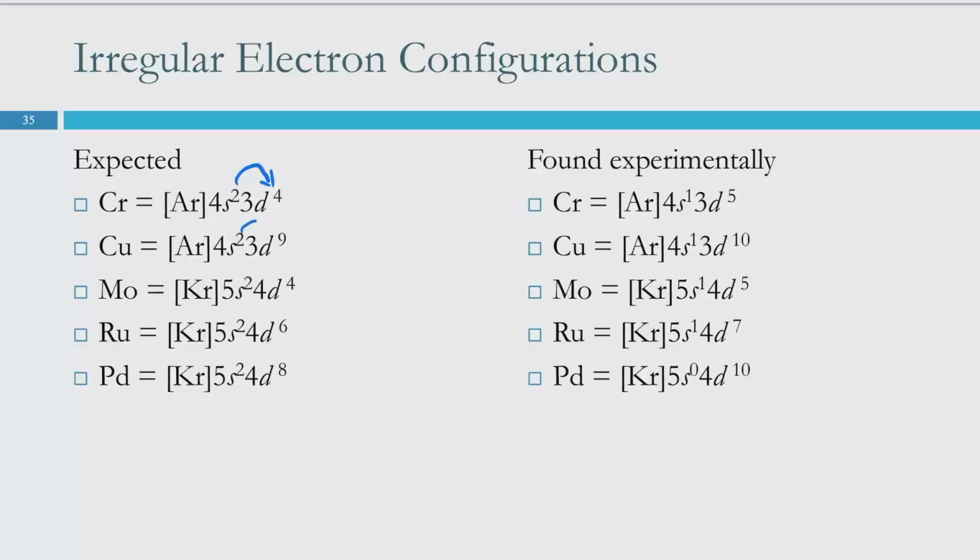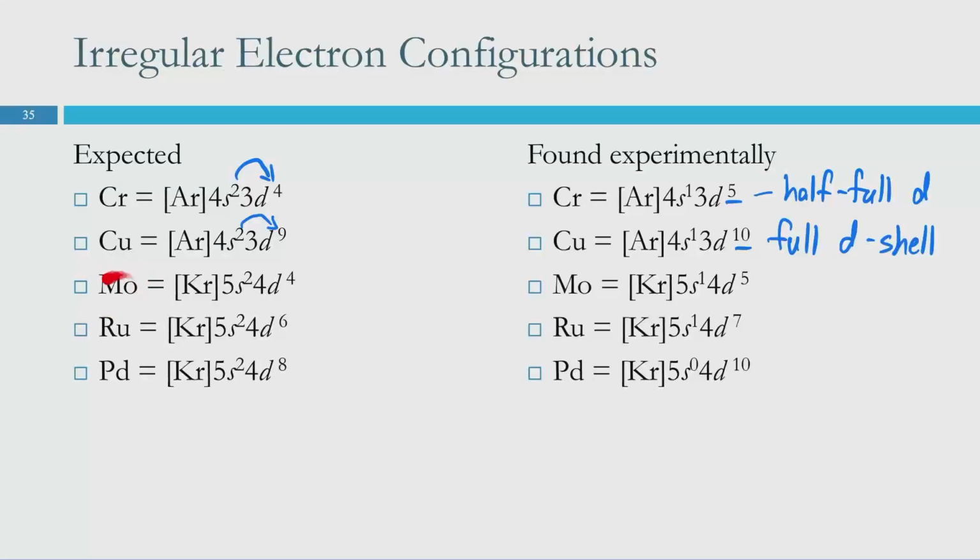It also steals one from S and puts it into the D. So we've got 3d5, 3d10. So this represents half full and full D shells, or D subshells.